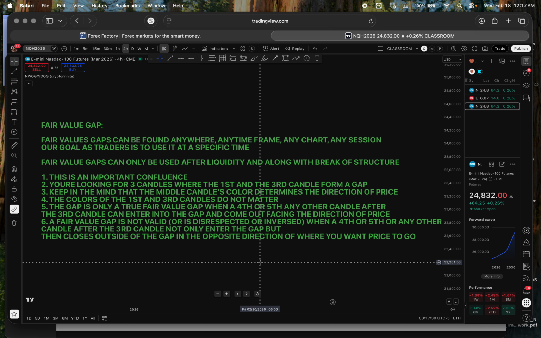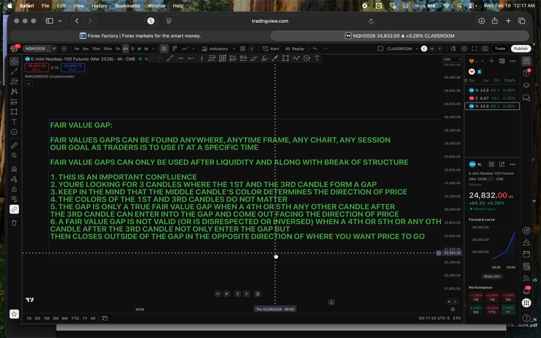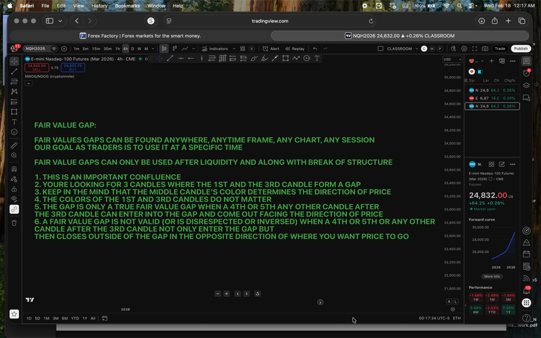This is great if you want to take a screenshot of this. It's basically a summation of what I just said. Fair value gaps can be found anywhere. They can be found on any time frame. They can be found on any stock. I don't care if you're looking at Apple, gold, crude oil. They can be found on any session, whether you're looking at Asia, London, pre-market, you're looking at Australia's session. You can find fair value gaps everywhere.